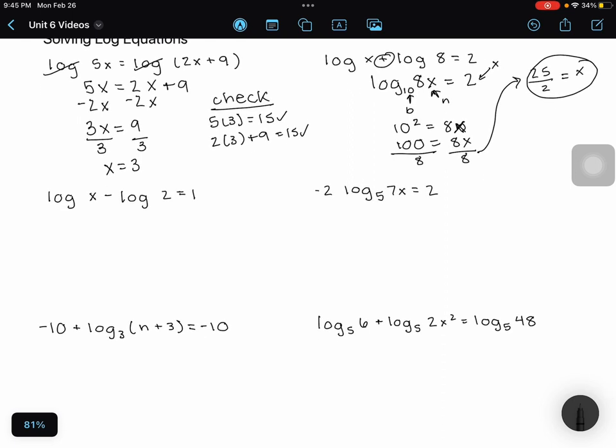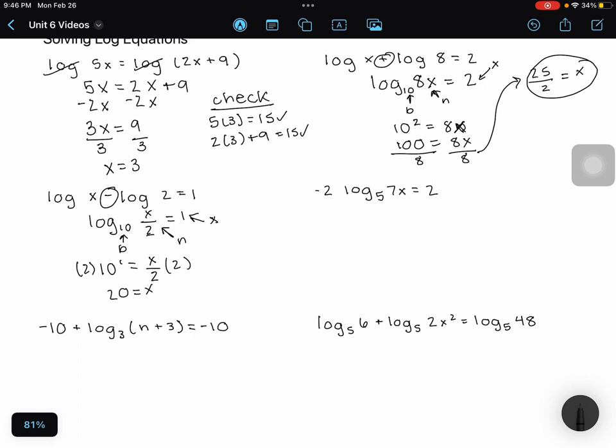Same thing in the next one. I see two logs, so I need to condense them to write them as 1. And the minus sign tells me that I'm going to use the quotient rule. So I have log, this is base 10, x over 2 equals 1. Then again, I'm going to label my b, my x, and my n so that I can rewrite. So I have 10 to the first power equals x over 2. 10 to the first power is just 10, so to get x by itself, I'm going to multiply 2 on both sides. I get 20 equals x.